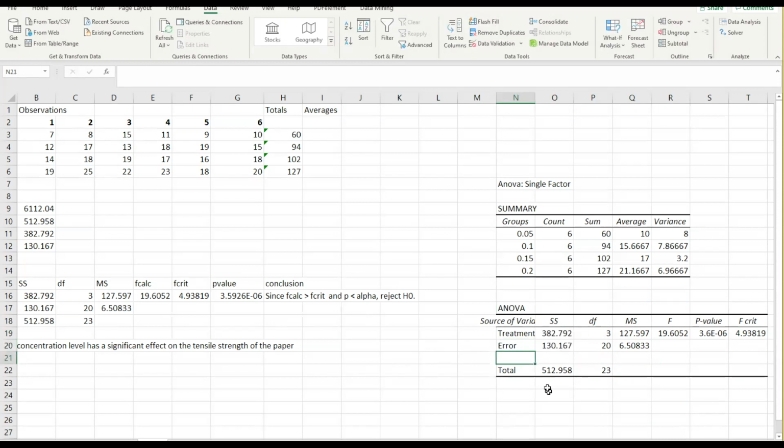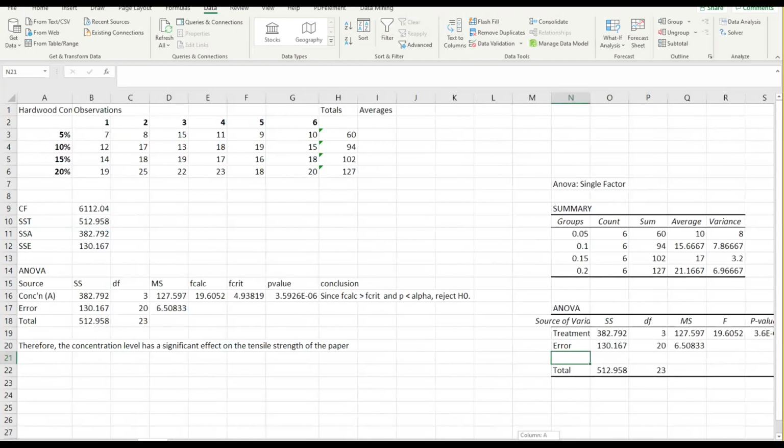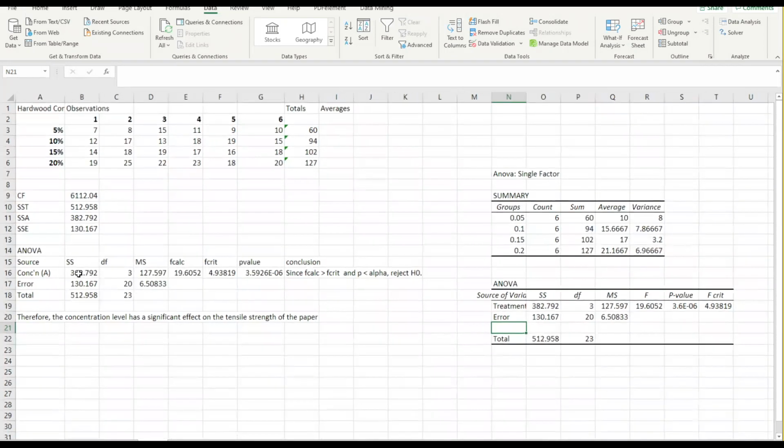Okay? So, you can see na yung source natin, ito 382, same with 382, 130 ang error, total is 512. Then we have degrees of freedom, 3, 20, and 23. MS, 6.5 for the error, 127 for the treatment. Then FCalc, usually si Excel, yung capital F, yun yung FCalc niya. So FCalc is 19.605, which is the same as this one. FCrit niya is 4.9. 4.9 din dito.